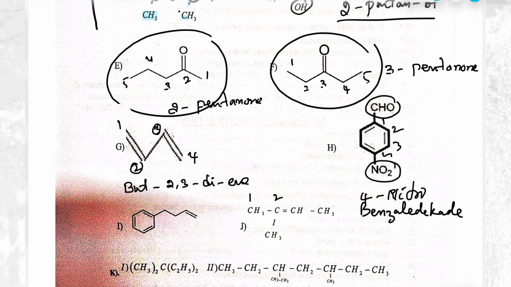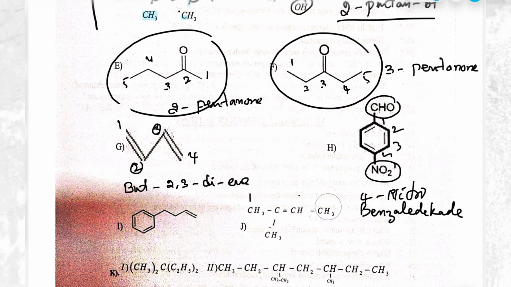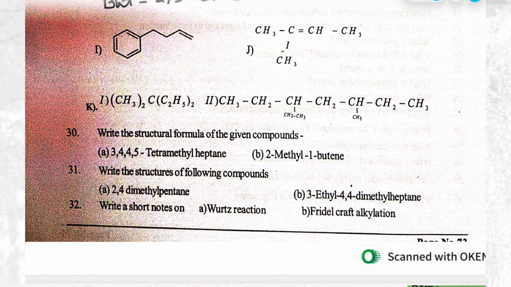1, 2, 3, 4. At second place, we have a double bond. At second place, we have a methyl. So, 2-methyl-2-butene. Clear? Any doubt? That's it. Similarly, we can go for the remaining also. Any doubts, students, in this? You can try this one. Remaining also you can try.